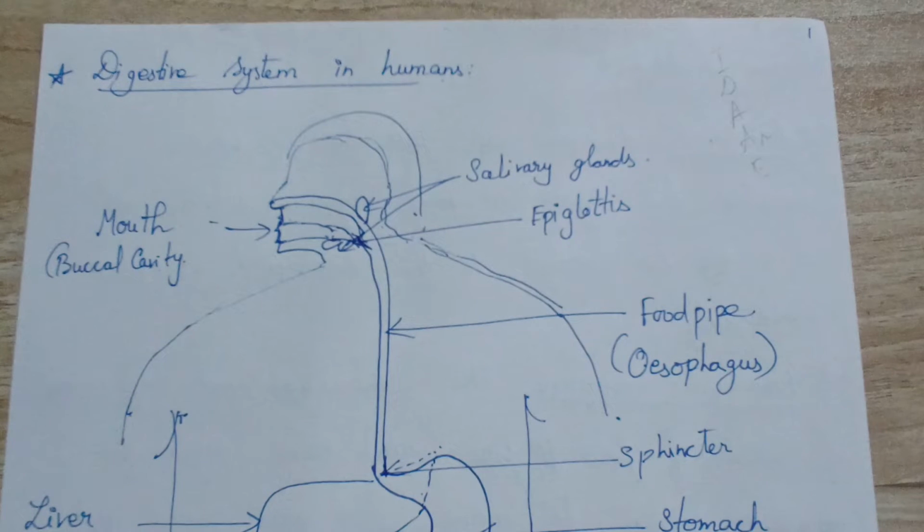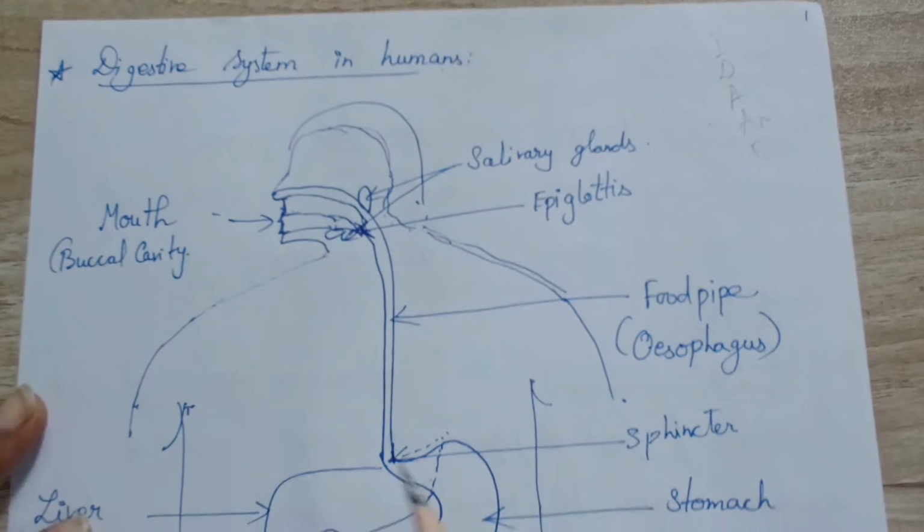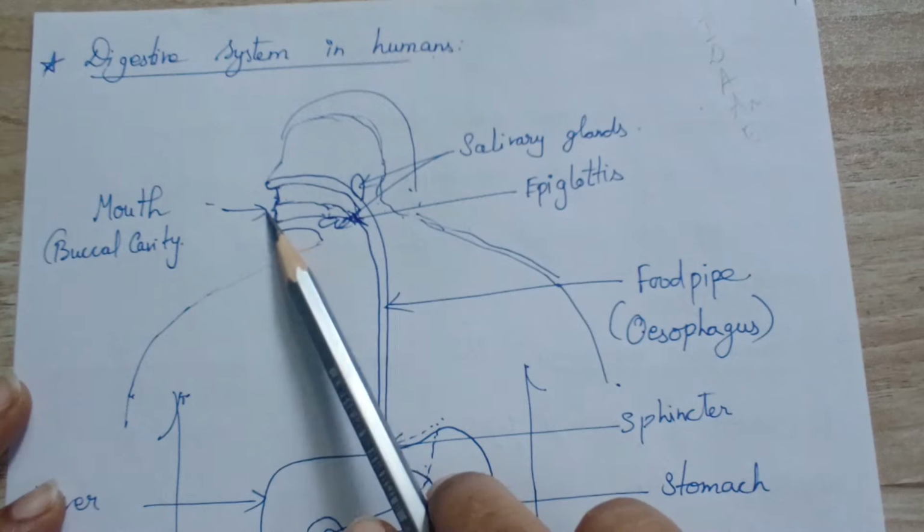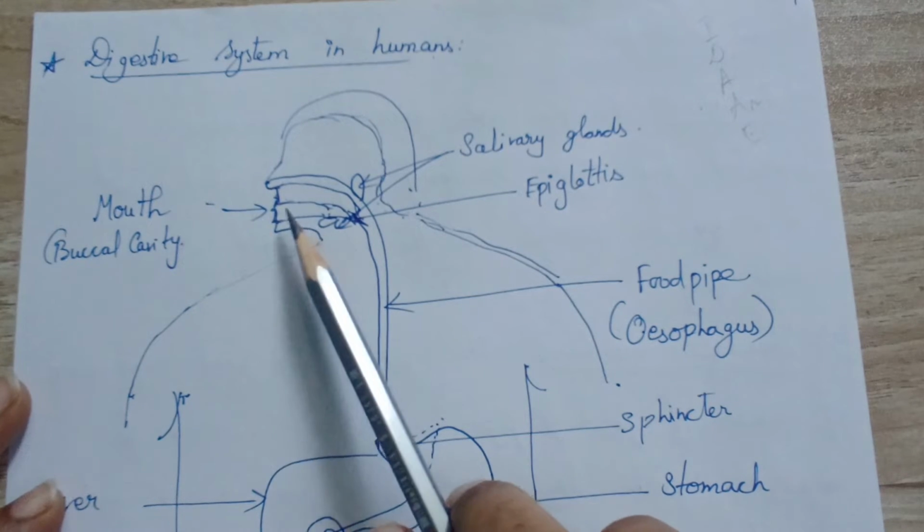It's a long process. We are going to study this and how we are getting nutrition from this process. We are going to see about the digestive system in humans today. First I'll give a brief idea about the digestive system in humans. That is, first intake. We get the food through the mouth, right? Intake of the food is happening here, right?